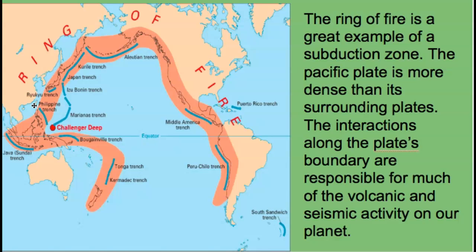The Pacific plate is more dense than the surrounding plates, so the interactions around the plate's boundary are responsible for much of the volcanic and seismic activity on our planet. And you can see it's literally all around the continents, this area where this Pacific plate is diving under the other plates, and this is where we get our earthquakes and stuff like that.